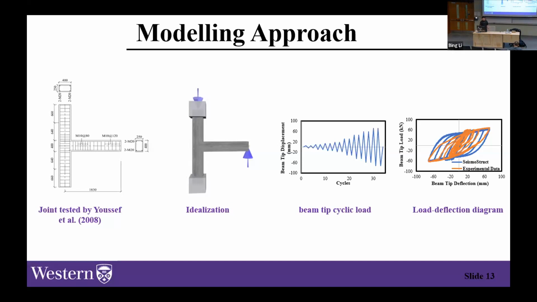So as you can see over here, this load deflection diagram shows a great agreement between the experimental results and the results that we obtained by Seismostruct. So we divided the columns into 6 elements and the beams into 3 elements, and then we use the same division of elements all throughout our bigger frame structures.